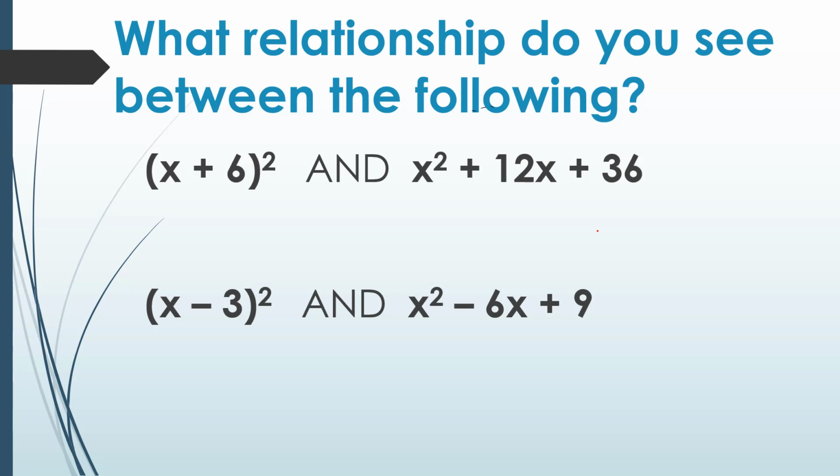What relationship do you see between the following? All right, we just discussed it on the previous slide. We see some correlation in where these values are coming from. 6 is doubled. 36 is squared. Negative 6 is doubled. 9 is squared.